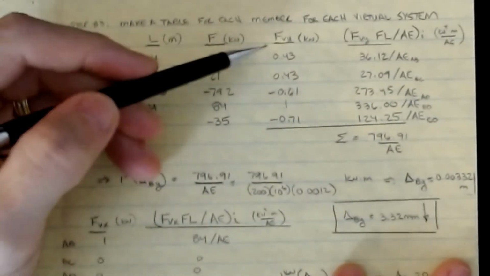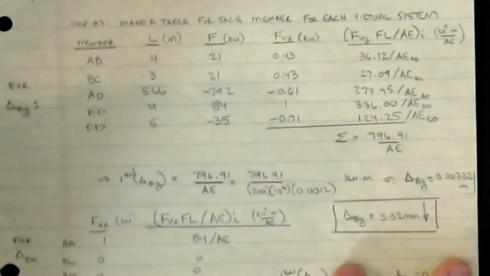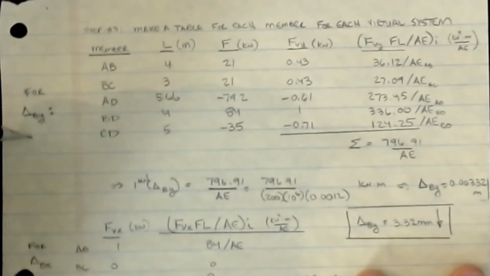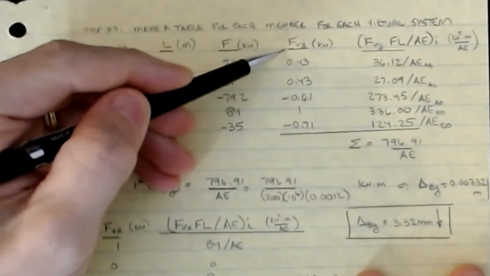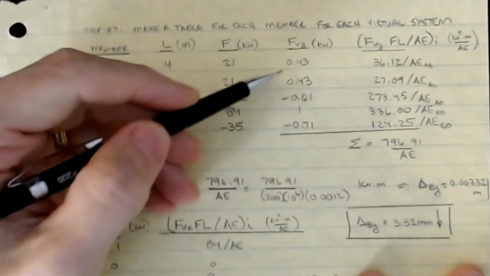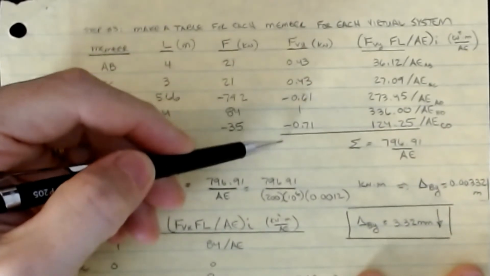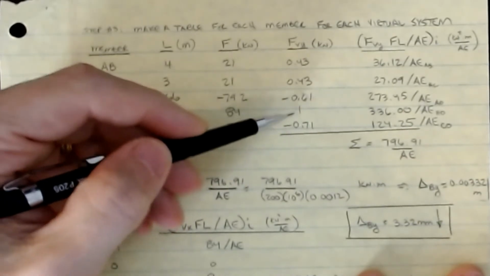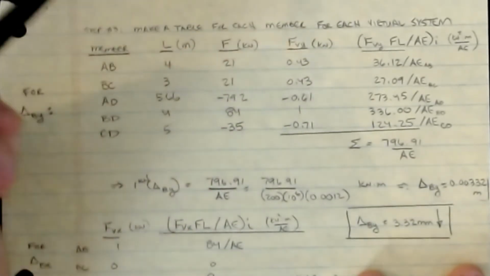The next column then is specific to what we're looking for. So we're going to try to start out with looking for the delta By, the deflection in the vertical direction at B. And so I'm going to take the FV from that virtual system that we used to create this case. And so you can see I just simply took the truss numbers and rewrote them here. So minus 0.61, minus 0.71, 1 tension, 0.43, 0.43, and we have it.